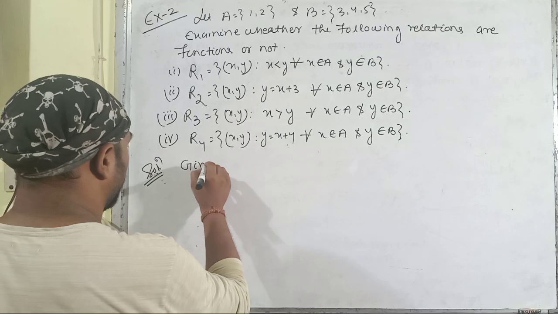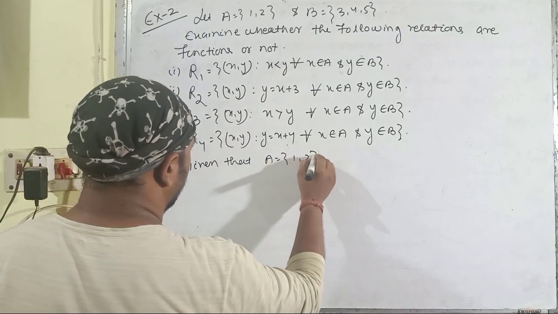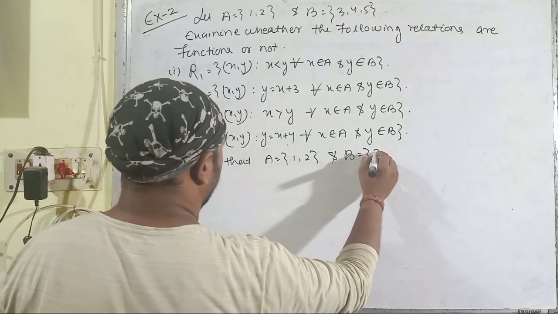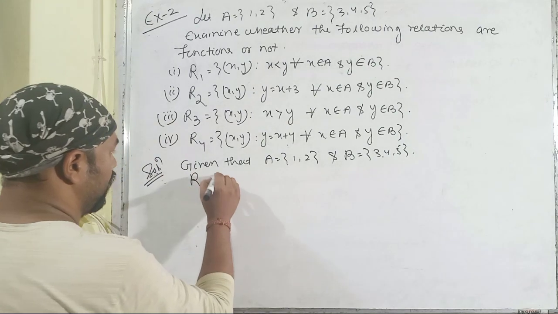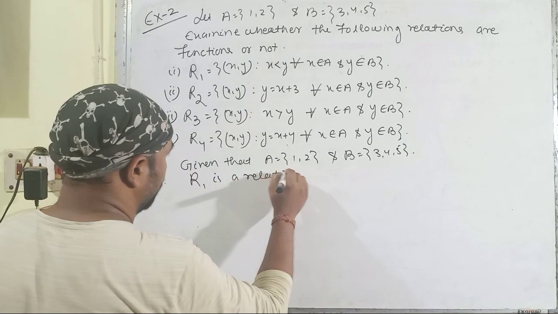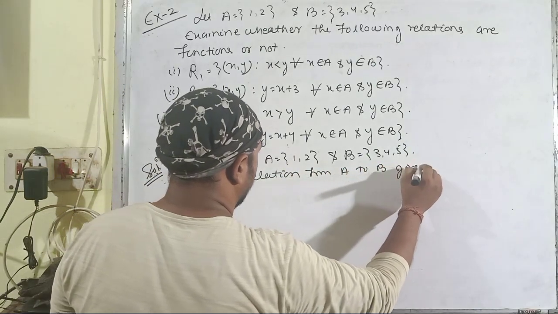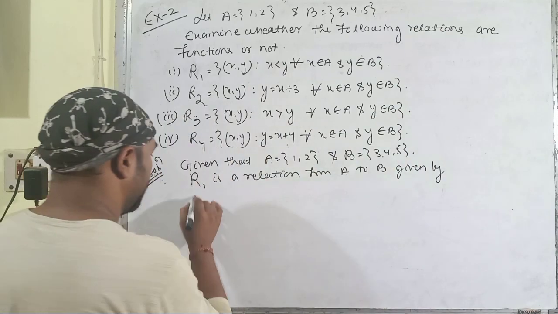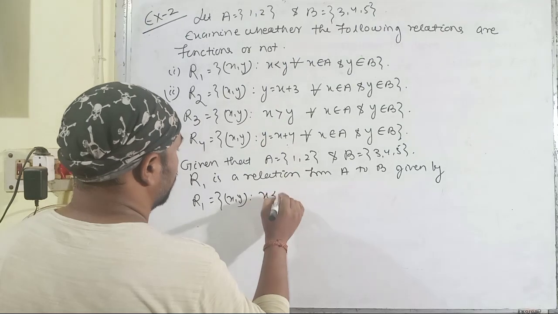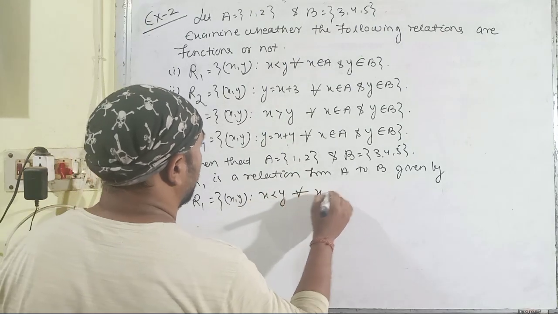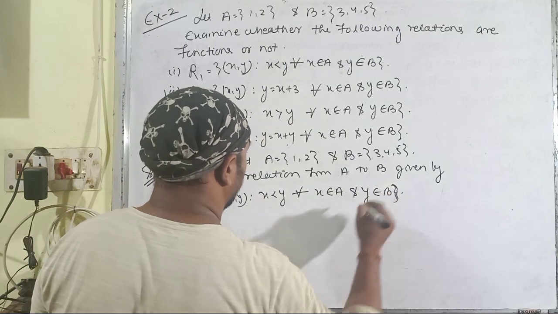The first set A contains the elements 1, 2, and the second set B contains the elements 3, 4, 5, and some relations are given based upon the two sets A and B. So first of all, let us go through the given sets. Given that A = {1, 2} and B = {3, 4, 5}. R1 is a relation from A to B given by R1 = {(x, y) : x < y, x belongs to A and y belongs to B}.